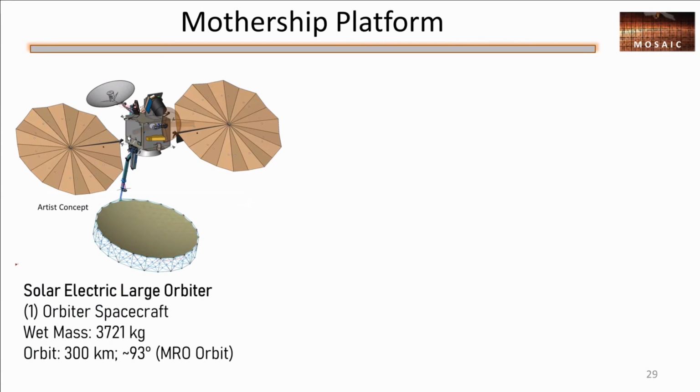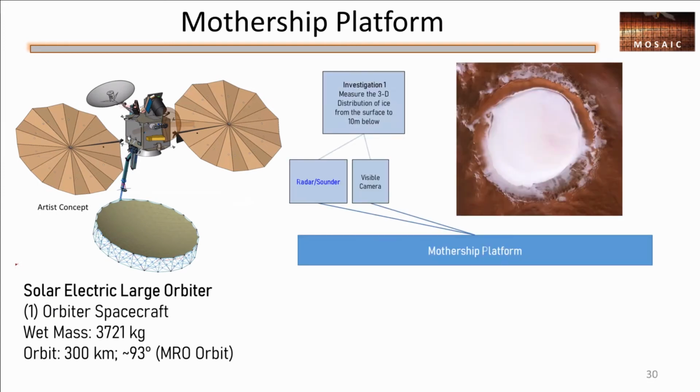Okay, so let's go through the platforms. The mothership was envisaged to be a large solar electric propulsion orbiter at about 3.7 tons in a similar orbit to the Mars Reconnaissance Orbiter. And this addresses, first of all, investigation 1 via the radar sounder. This is all about mapping and inventorying the ice.